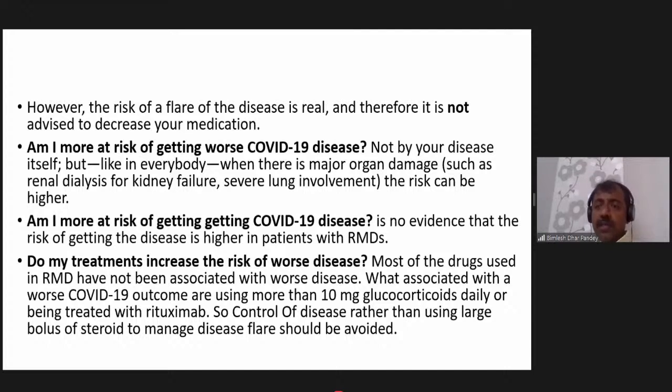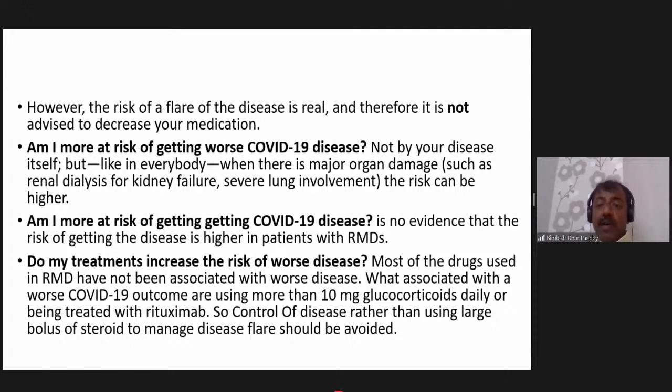Then there were questions: if your drugs are so bad, what will happen if the person gets COVID-19? All the imaginations were linked to a poor outcome with COVID-19. In one year, we have learned our lessons. Whether you get COVID or not is a question, because it's a disease where we are all vulnerable. But if we have social distancing norms and ideal practices, we may not get COVID.